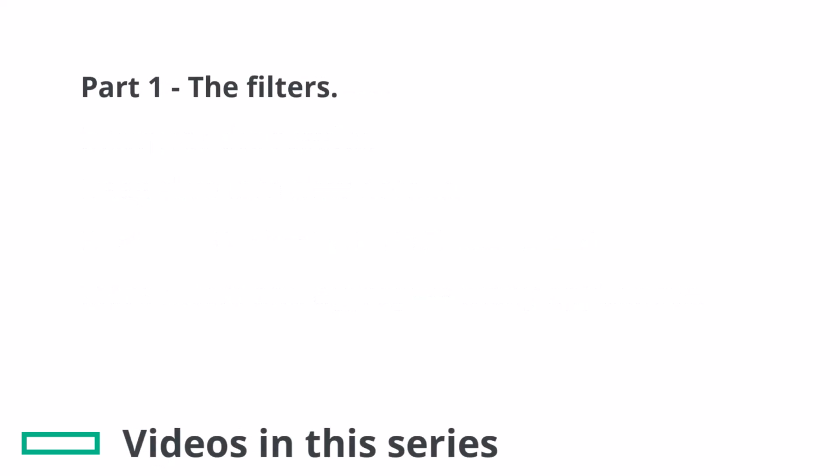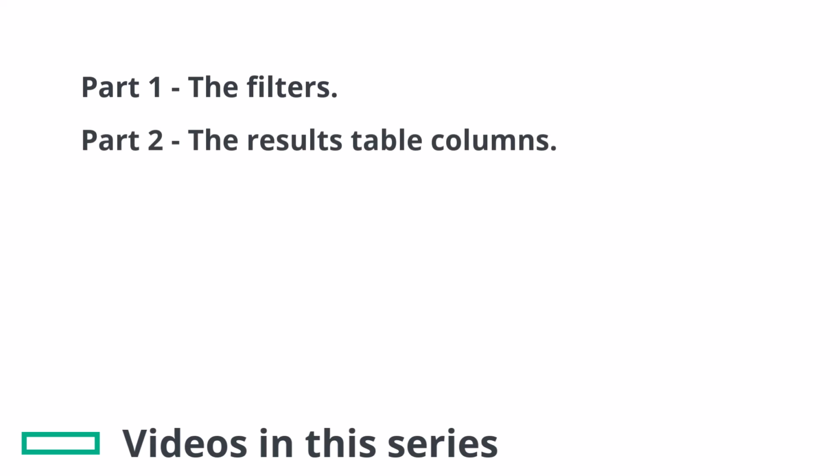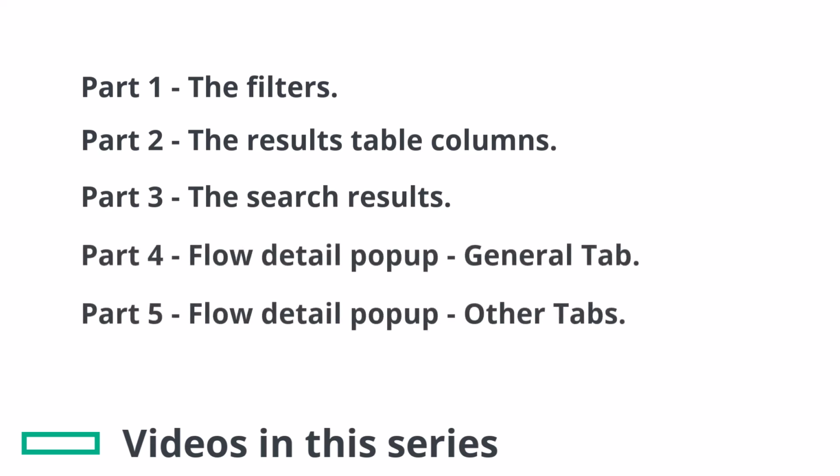In Part 1, we'll examine the filters at the top of the report. Part 2 will look at the columns available in the results table. Part 3 is all about the results themselves and how to interpret them. And Parts 4 and 5 will cover the flow detail pop-up, which contains a wealth of information about a flow.